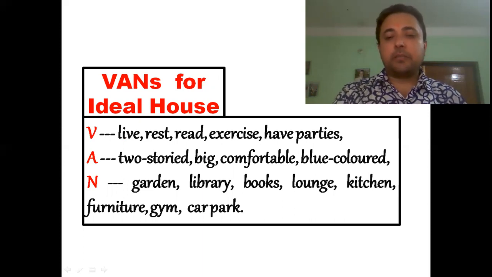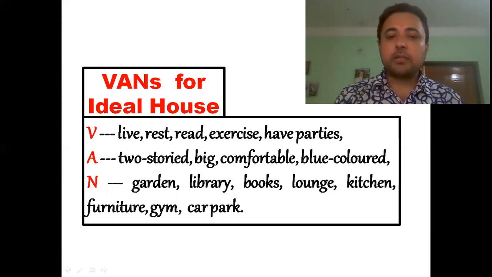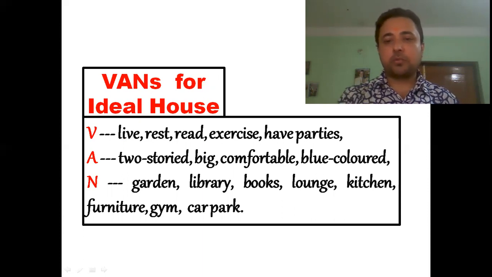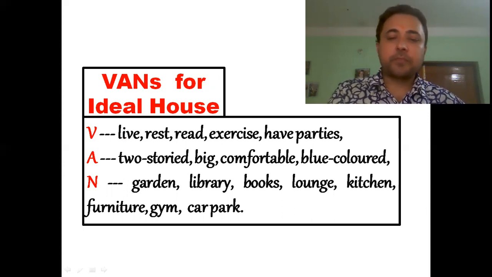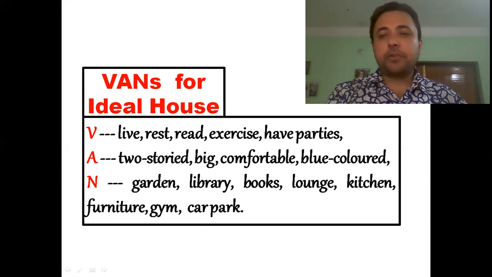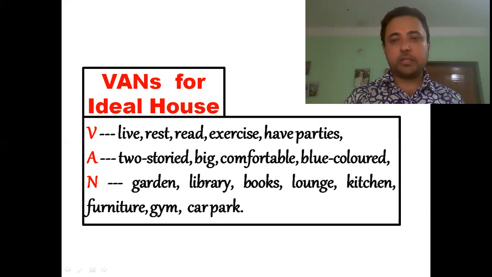I love reading books, and I have a very big collection of books. For that reason, I would like to have one library as well. And of course, I want my lounge to be well furnished with the latest furniture in the market. I would like my kitchen to be a very beautiful one. And since I am a fitness freak, I would also like to have one small but well-equipped gym in my house. And my car park should have at least 2 cars.